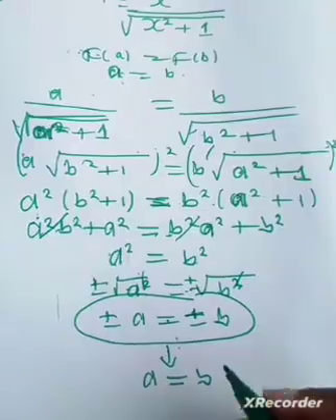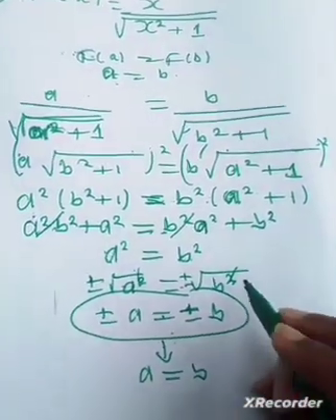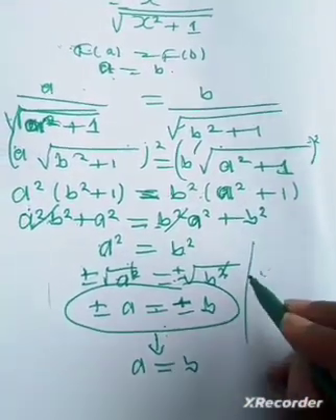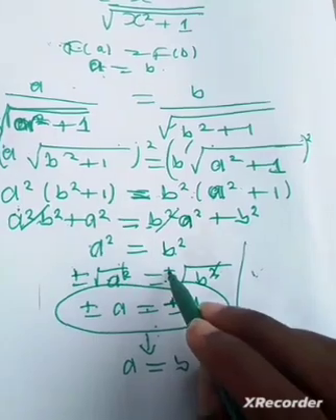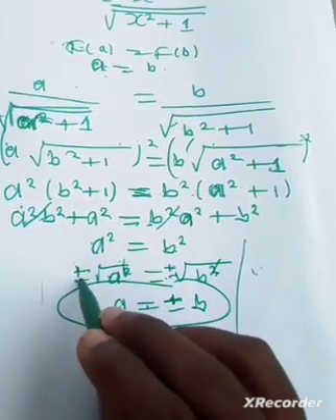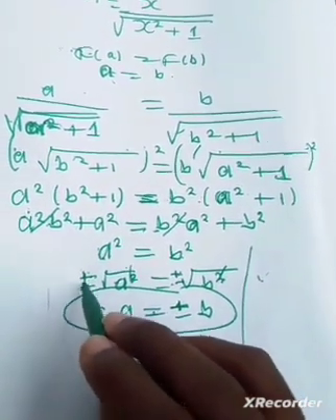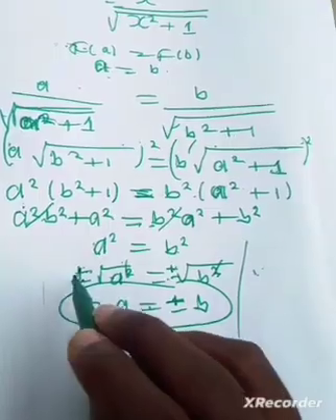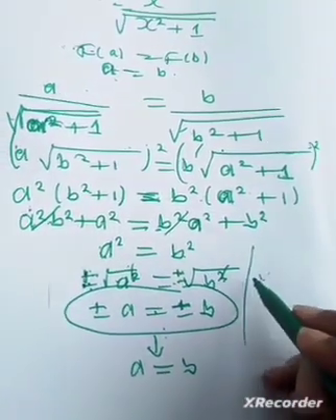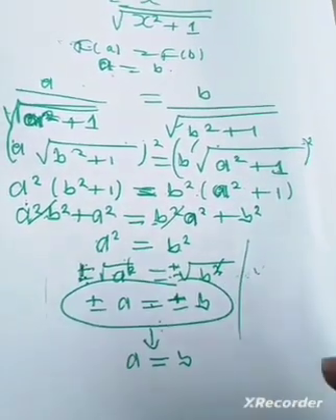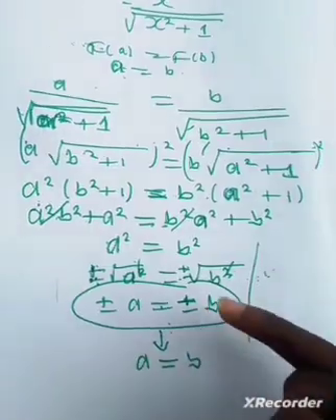Unless in a case whereby you didn't have square roots but you had cube roots, because when you introduce cube roots, you don't introduce plus or minus. Plus or minus is only introduced when you're introducing square roots. So if we were introducing cube roots, we wouldn't have had this scenario. It would have been one-to-one.